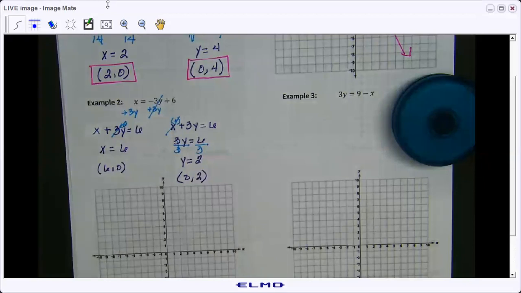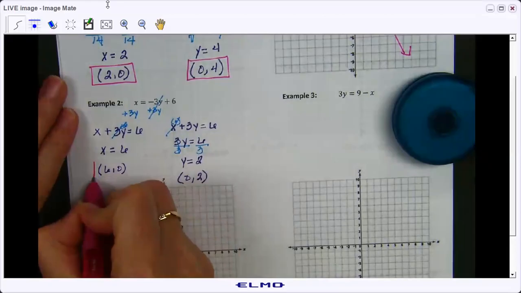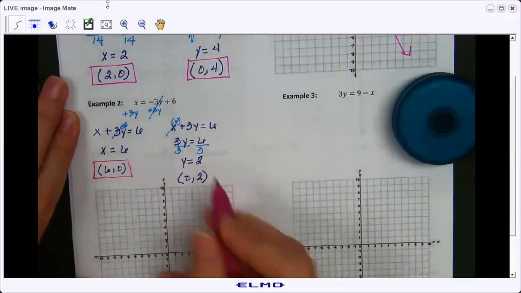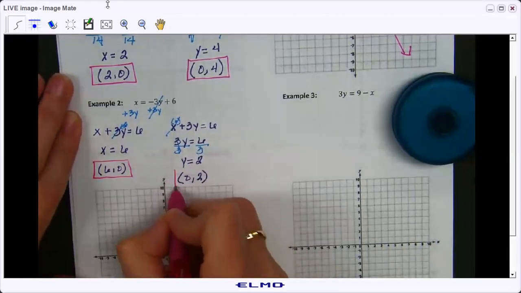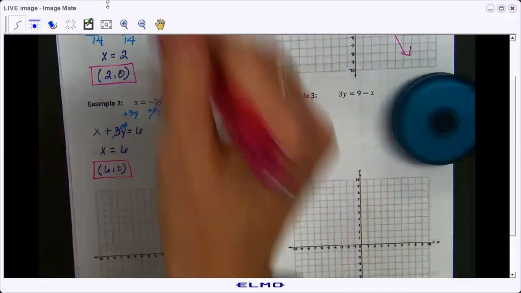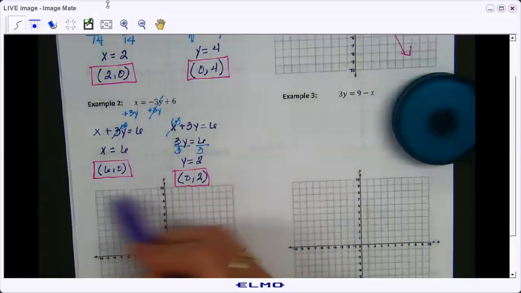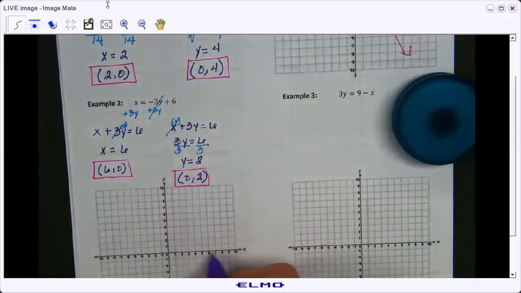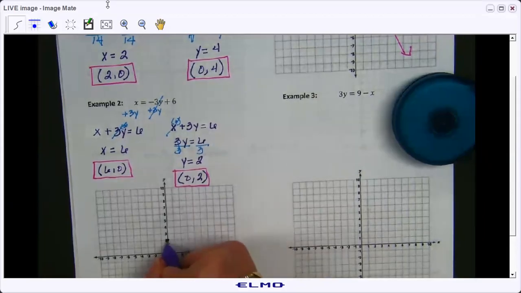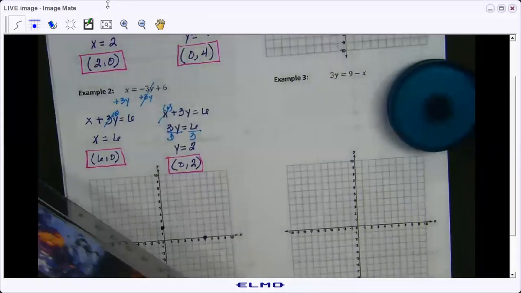So that's just a shortcut, so you don't have to do some unneeded work. Are there any questions on how or why I did that? Okay, and you can use either way. Just make sure that you're showing your work, because I know a lot of you are going to be able to do this in your head. But I still need to see your steps. So let's go ahead and graph these. My x-intercept is at 6. My y-intercept is at +2. And then I graph my line.